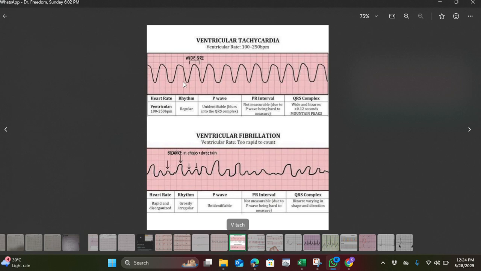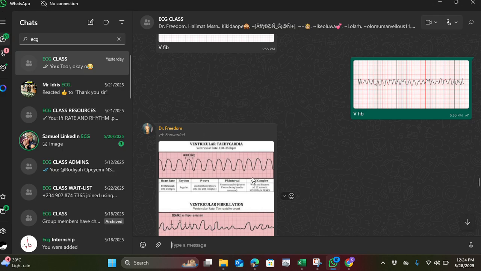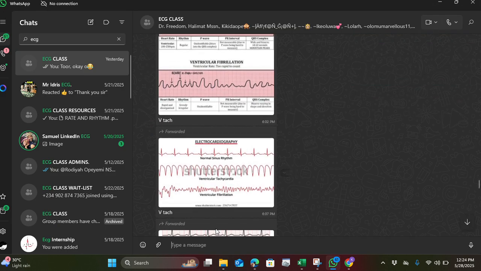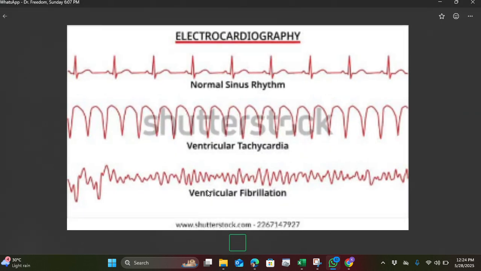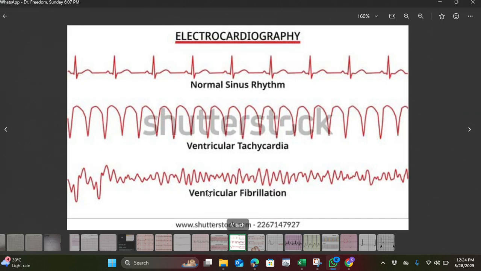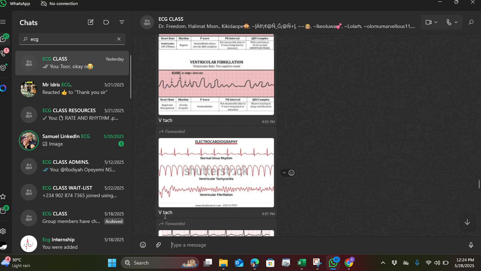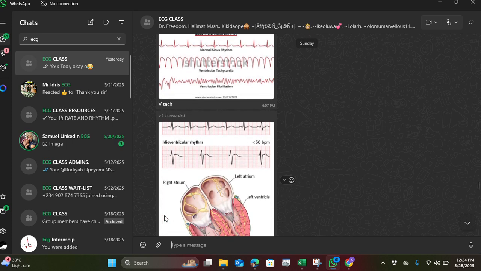So that's just the simple analogy with VTAC. Let's see if I showed you guys. Here is another. See normal reading, see VTAC, and then see ventricular fibrillation. It is very, very obvious. So let's just move to idioventricular rhythm.